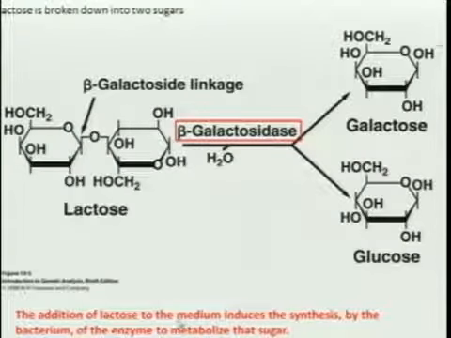The addition of lactose to the medium induces the synthesis by the bacterium of the enzyme to metabolize that sugar. Why? It would be wasteful to synthesize an enzyme in the absence of its substrate. This is a resource conservation adaptation. Note, humans are different.